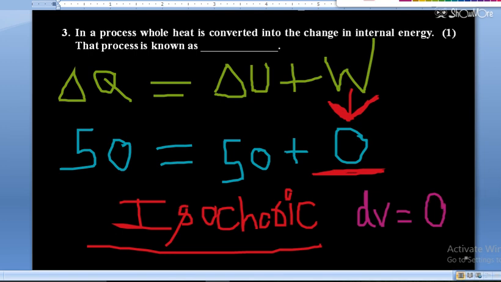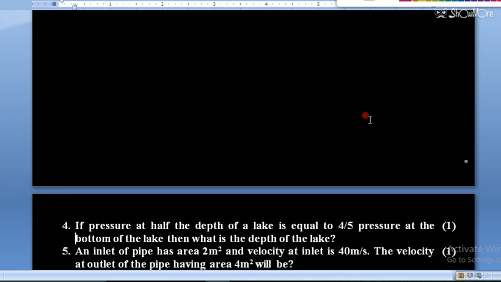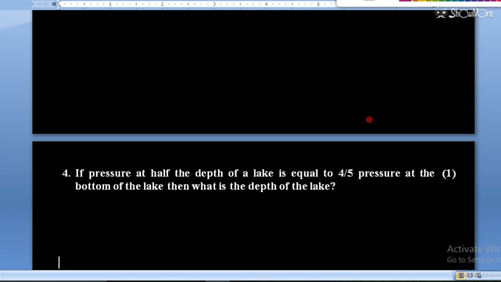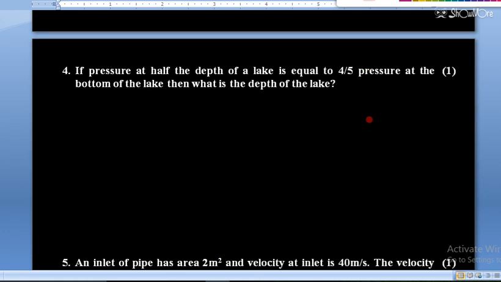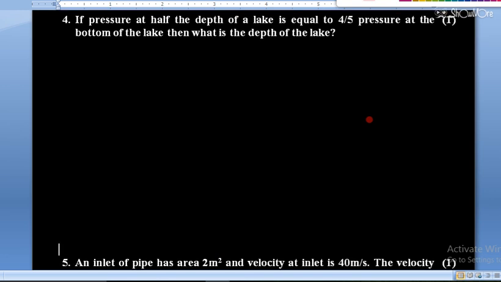Let's move to question number 4. Question number 4 is, if pressure at half the depth of lake is equal to 4 by 5 times the pressure at bottom, then what is the depth of lake? So depth of lake is asked in the question, and the question is taken from bulk properties of matter, I think. Yes. So in this question you have to answer the depth of lake.